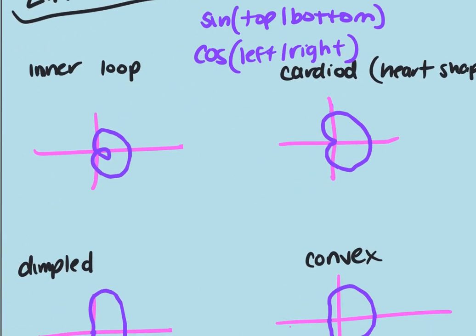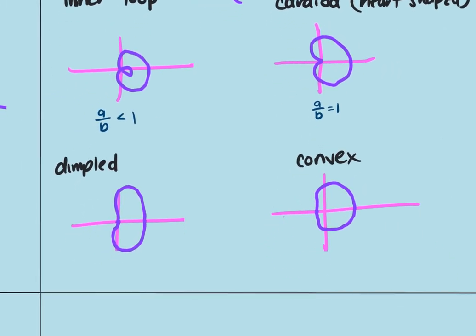And if A over B is less than 1, then it's an inner loop. If it is equal to 1, so they are the same, then it's a cardioid. If they are in between 1 and 2, it's dimpled. And if it's bigger than or equal to 2, it's convex.